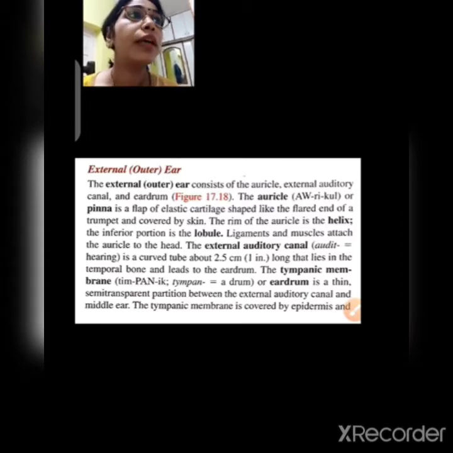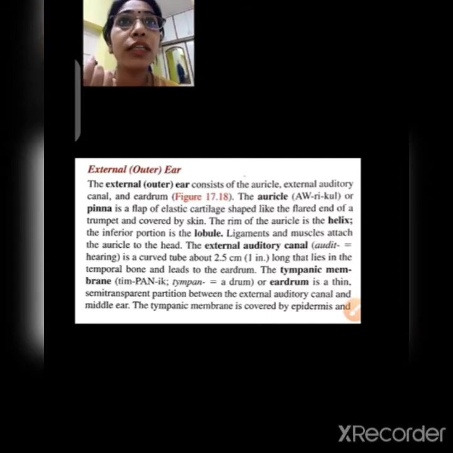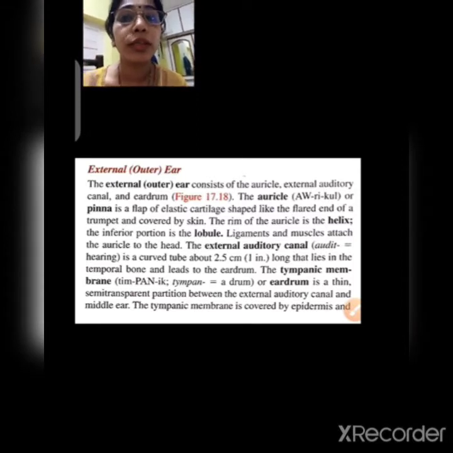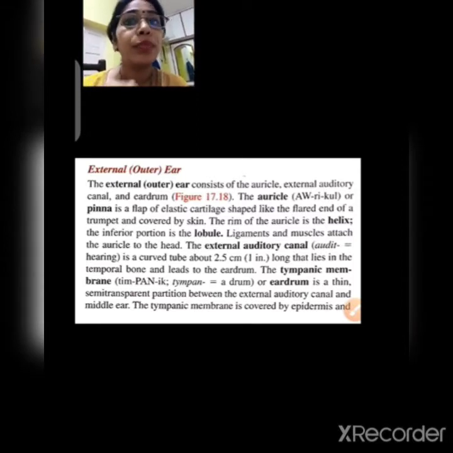Okay, the eardrum is a semi-transparent partition between the external auditory canal and the middle ear, which is also called in normal language, in Hindi, the kaan ka parda, the ear's curtain.